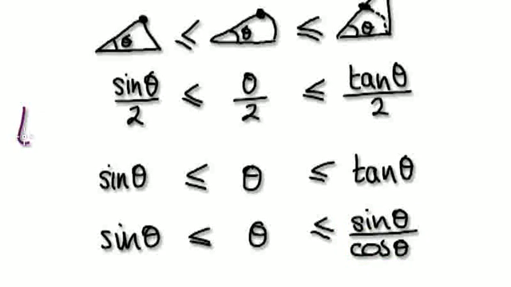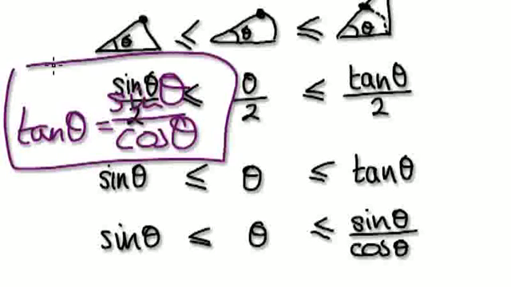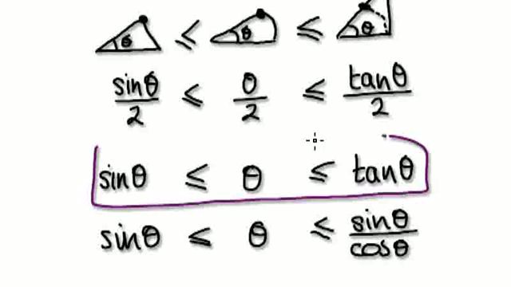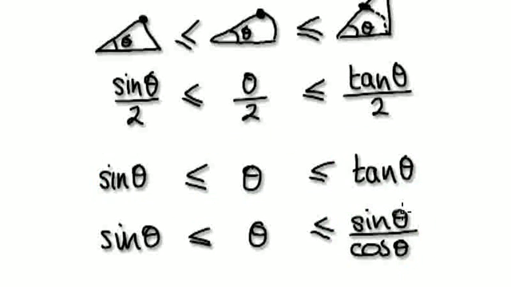Okay, and this is something that must be ingrained inside your mind. Tan theta equals sine theta over cosine theta. This has to be ingrained inside your mind. So anyway, just realize that tan theta is sine theta over cosine theta.